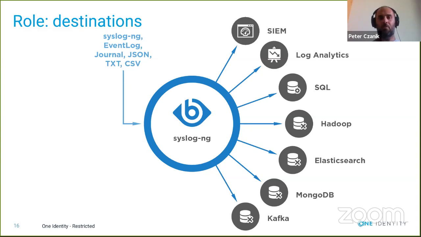If a destination is not yet readily available, there is a good chance that you can create your own based on the HTTP destination. That is what we use for Splunk or Elasticsearch, or you can code it in Python or Java as well.